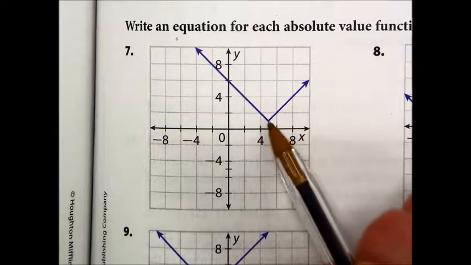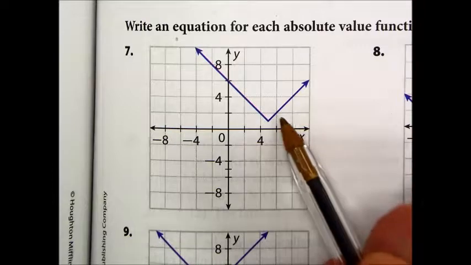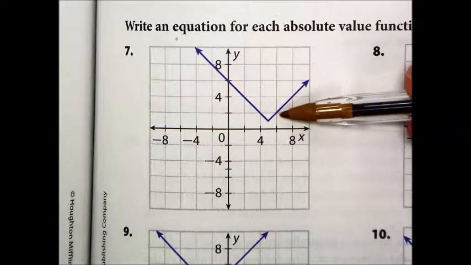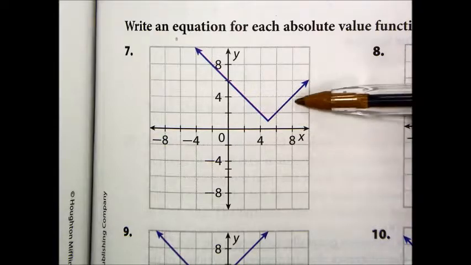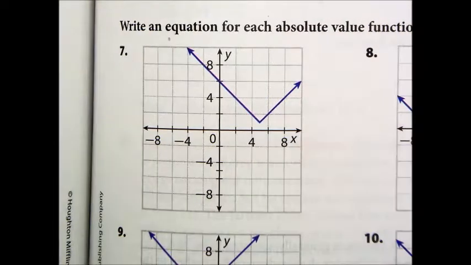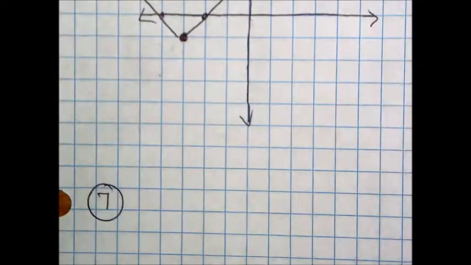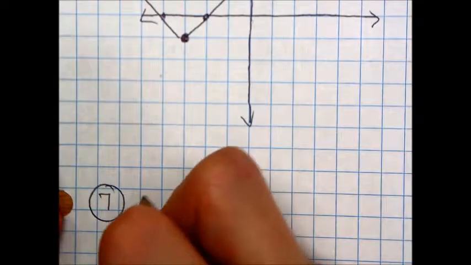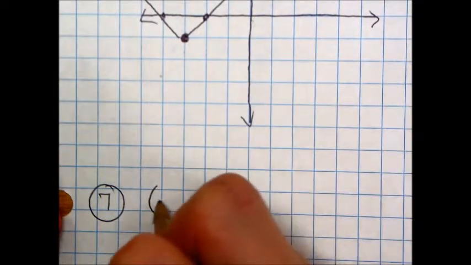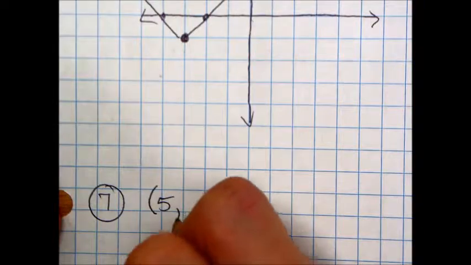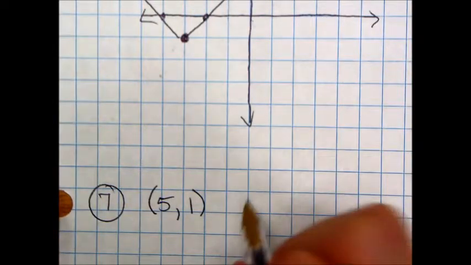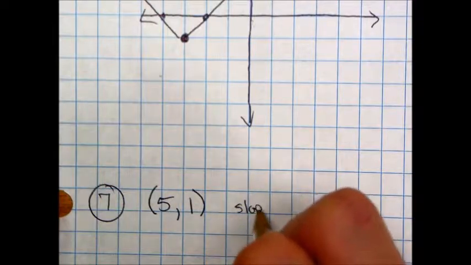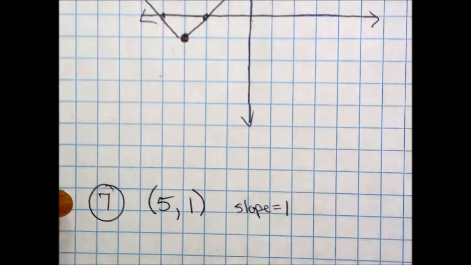Can you tell this goes up from 5, 1 to a point right there at 6, 2? So it's going up 1 over 1. The slope is 1. All right, so here's what I would do. Write this down for me. The vertex, we said, was at 5, 1. And then the slope of the sides is 1.